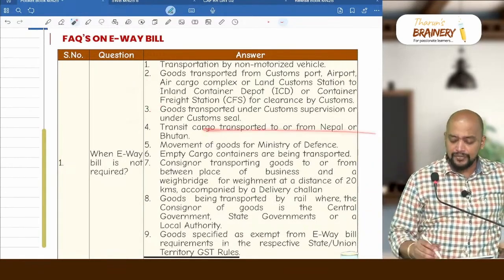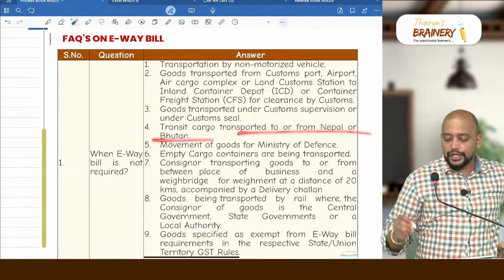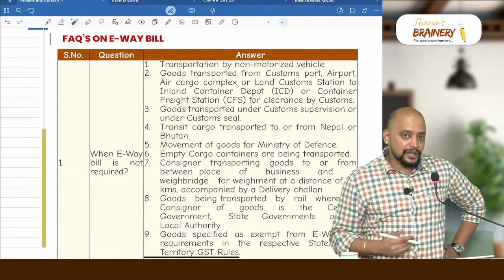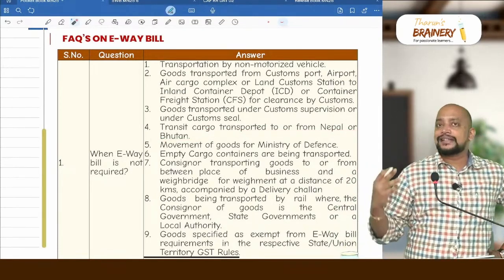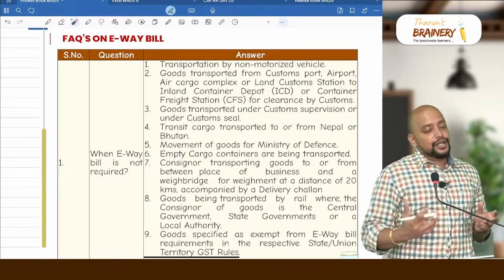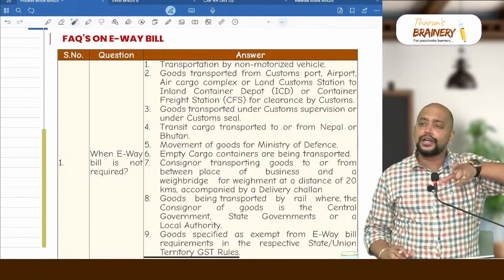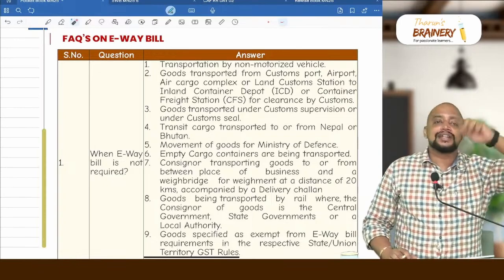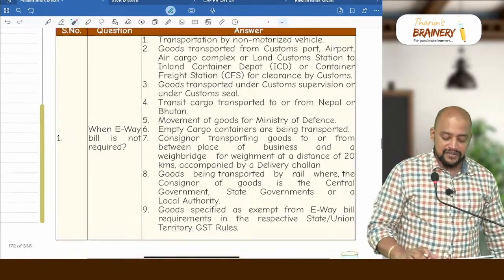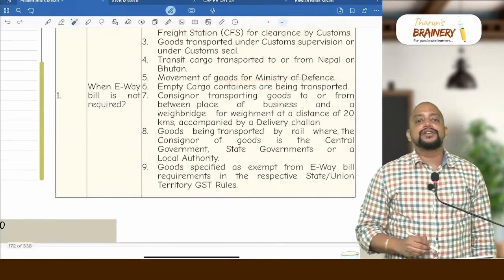Fourth point, transit cargo transported to or from Nepal and Bhutan. Nepal and Bhutan are landlocked countries and India has an MOU with them. So any goods which are to be consumed in Nepal and Bhutan will be unloaded in India and will be going to Nepal and Bhutan. This is known as transit cargo that does not require an e-way bill. Movement of goods for the Ministry of Defence.